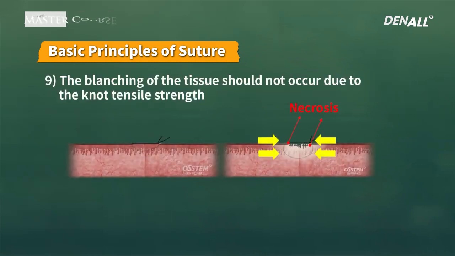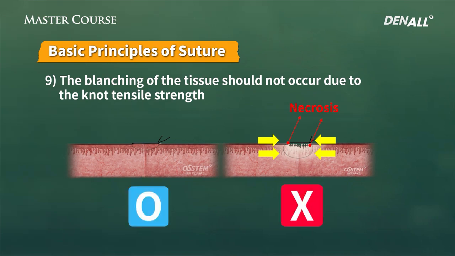And ninth, this is very important. If you have too tight knot, it could result in necrosis. After suturing, if there's a wide blanching of the site, the blood supply will be prevented, thus leading to necrosis and resulting in wound dehiscence. So tension-free suturing is what you should aim for.